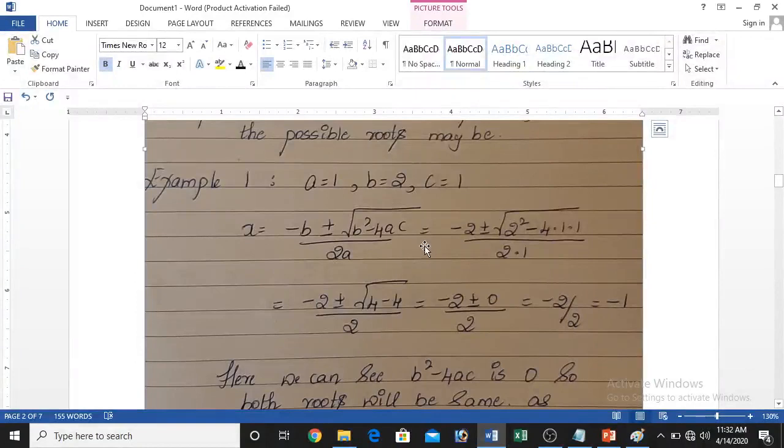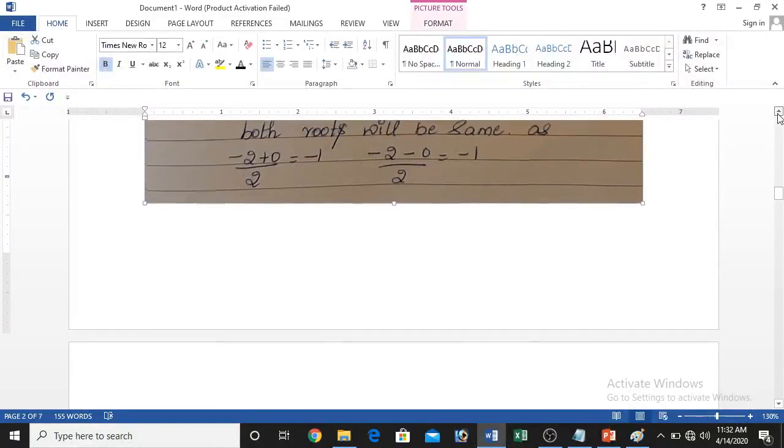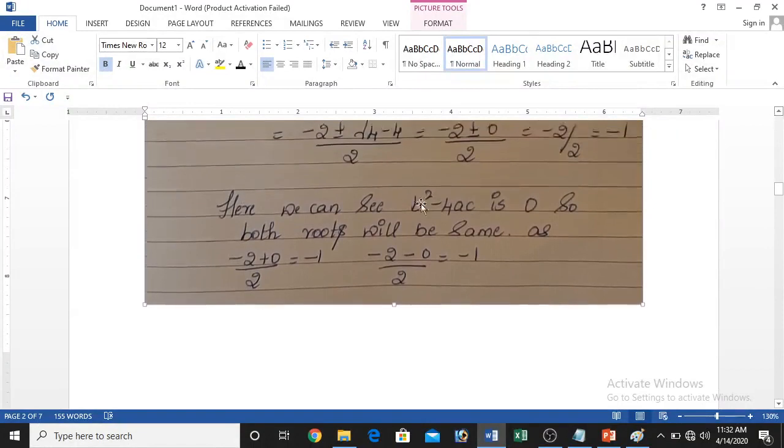Now, what exactly we are going to see is when b square minus 4ac is 0, then both the roots, x1 and x2, will be the same. You can see here minus 2 plus 0 by 2 is also minus 1. Minus 2 minus 0 by 2 is also minus 1. So this is the first point that you need to remember, that whenever b square minus 4ac is 0, at that time both the roots will be the same.